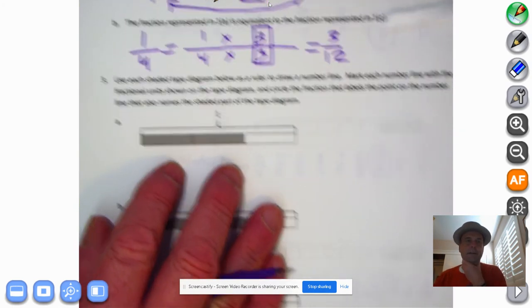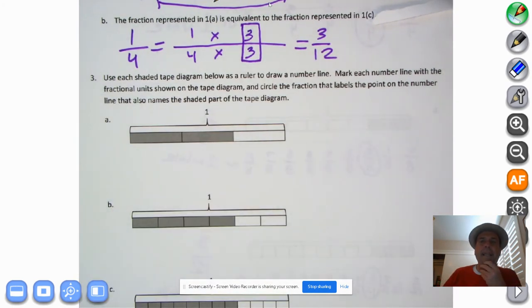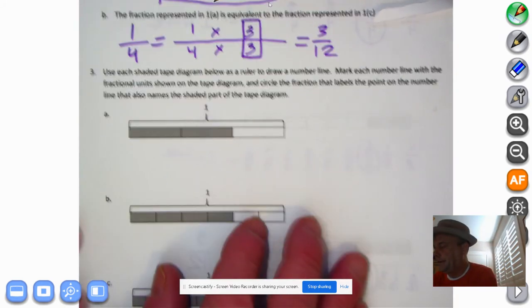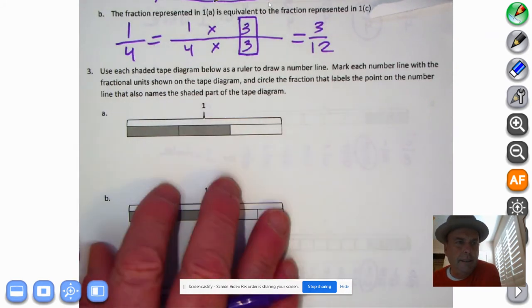Let's continue on. Use each shaded tape diagram below as a ruler to draw a number line. Mark each number line with the fractional units shown on the tape diagram and circle the fraction that labels the point on the number line that also names the shaded part of the tape diagram. My goodness, there's a lot going on in this one. So let's get right to it. Let's take it step by step.